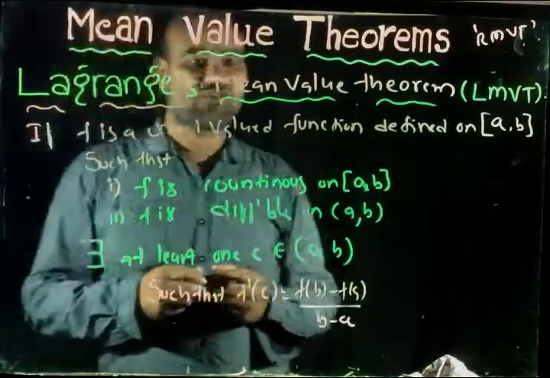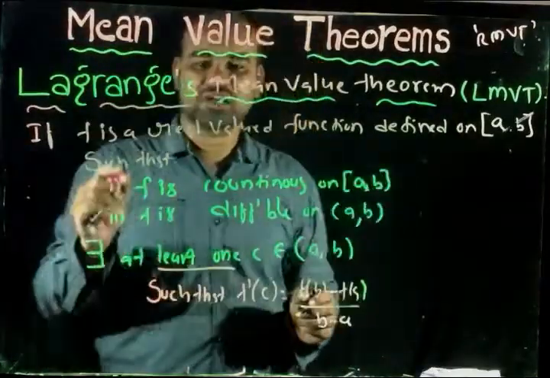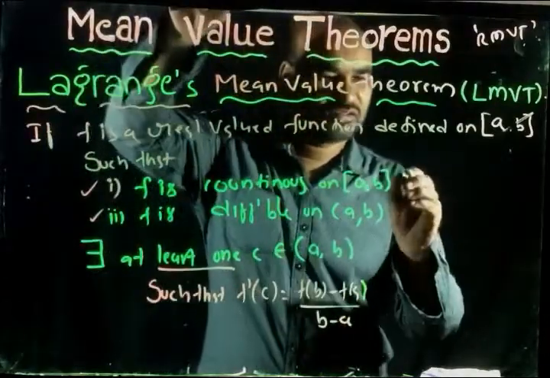So we will see what the graphical meaning is. The algebraical meaning is difficult for us, no? We will see the graphical meaning of this Lagrange mean value theorem. Okay.